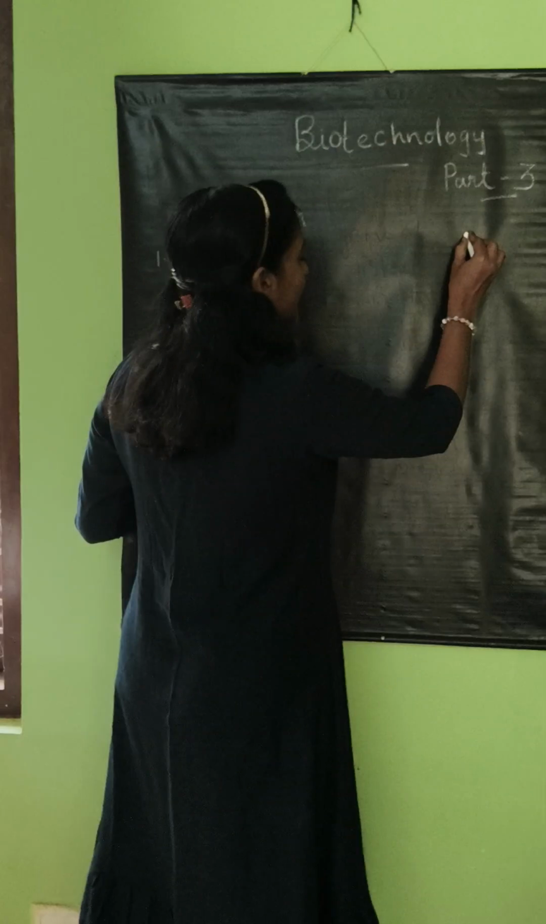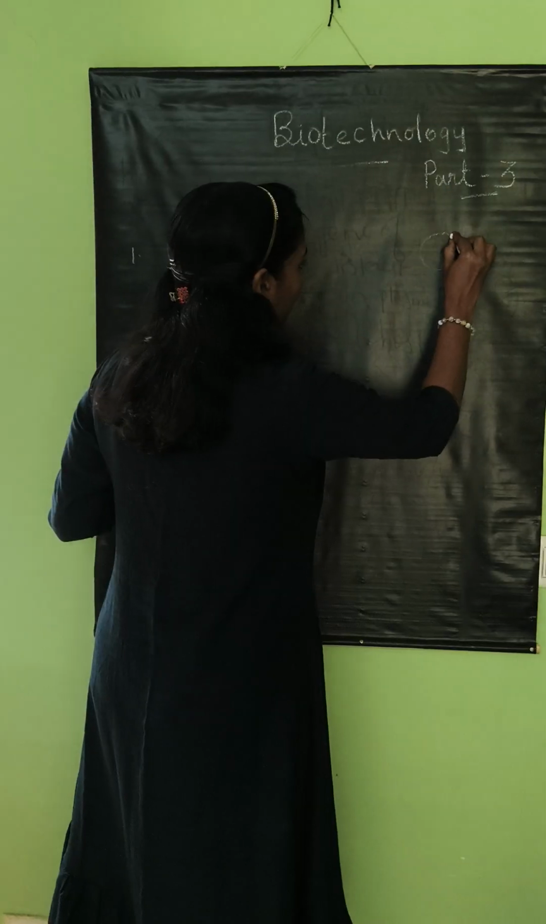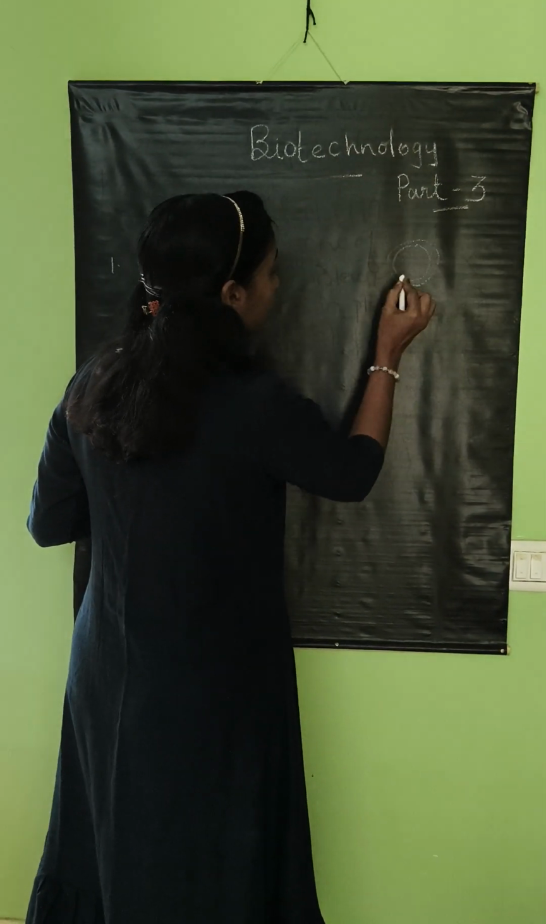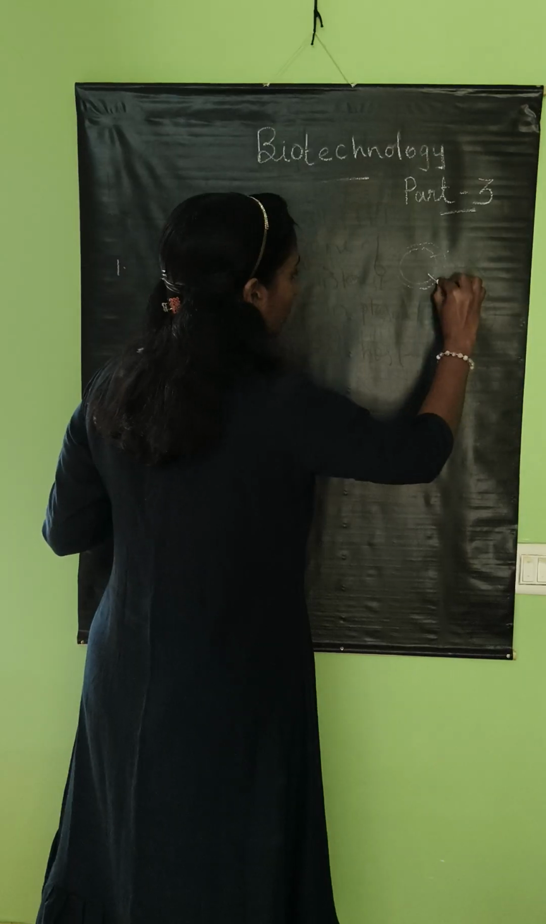The first step is, consider this is the plasmid. Single circular. It's an extra chromosomal part, so it is present in the bacteria. So it's a circular DNA. This is our gene of interest. This part you can say is the gene of interest that we need.